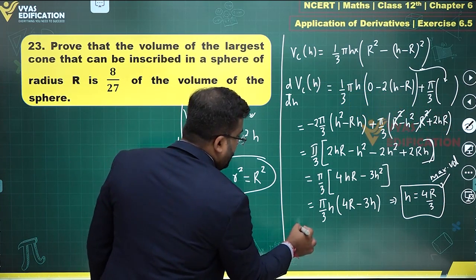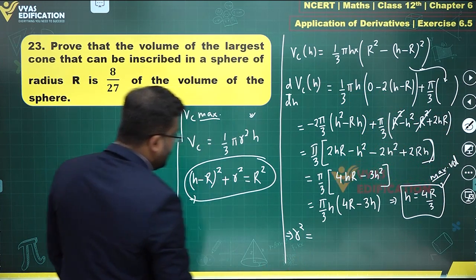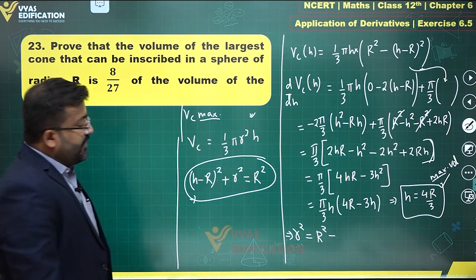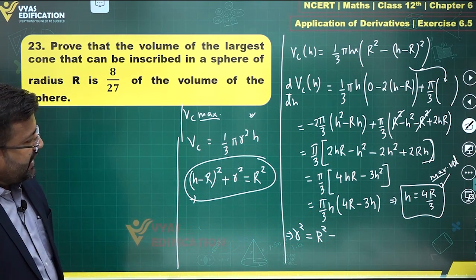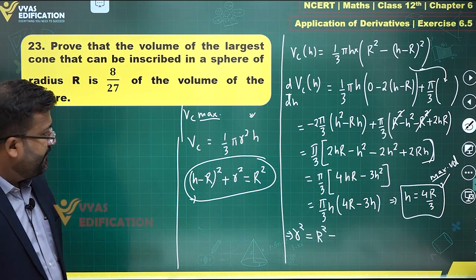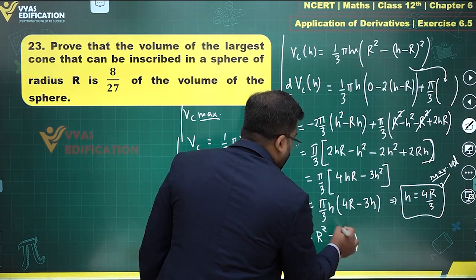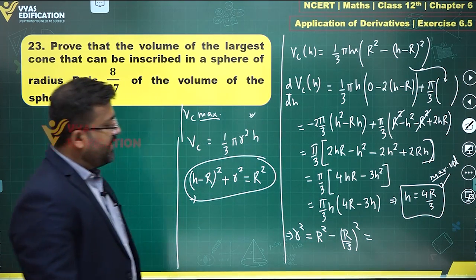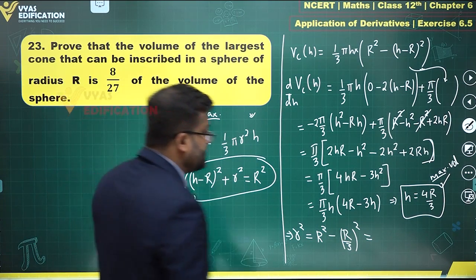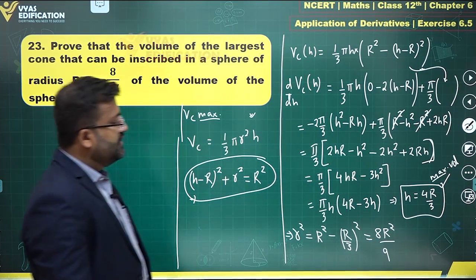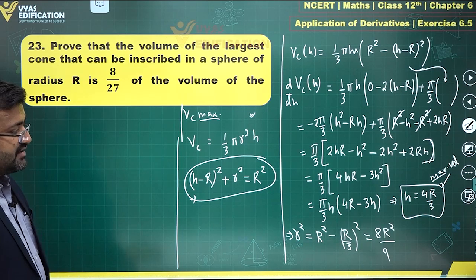Yes. Small r square will be equal to capital R square minus h minus capital R whole square, which is 4r by 3 minus capital R, which is r by 3 whole square. This is r square by 9. Okay, r square minus r square by 9 is 8 r square by 9. This is what you have, right? Small r square is 8r square by 9.